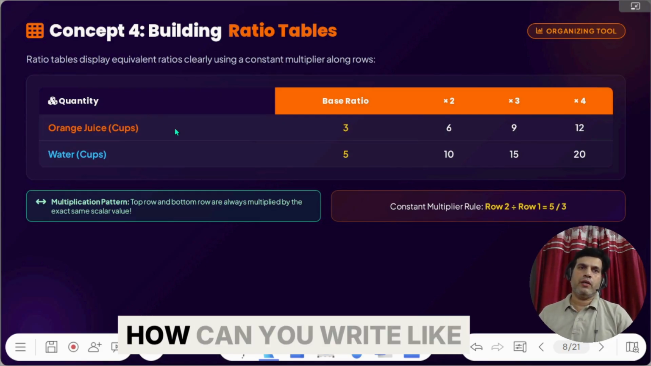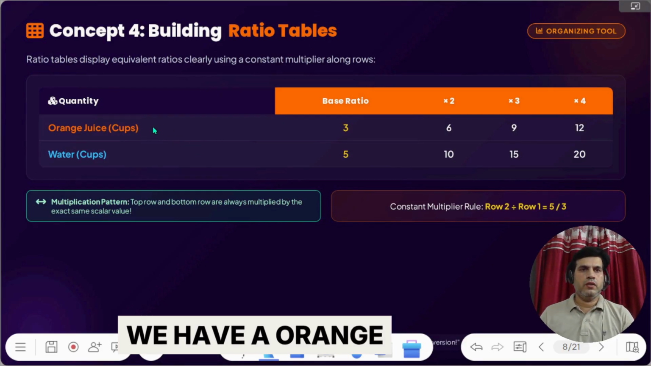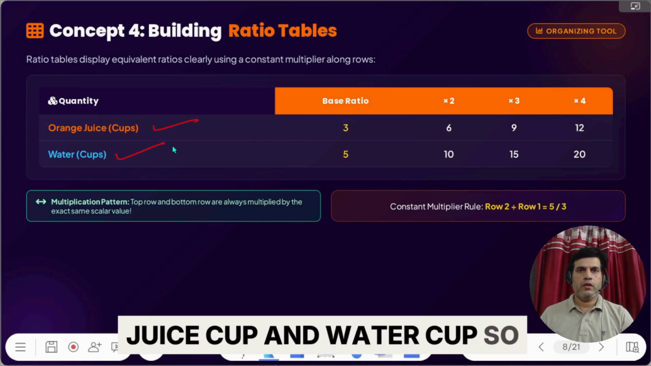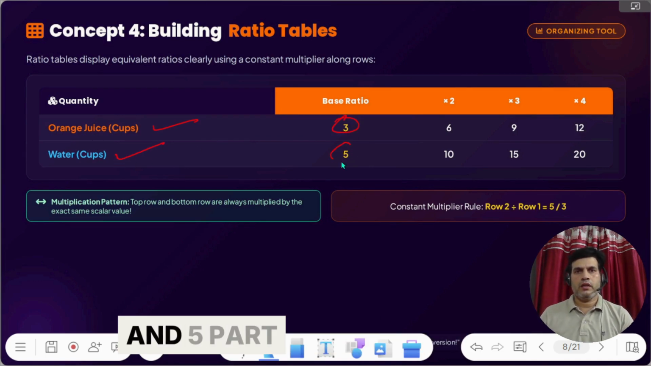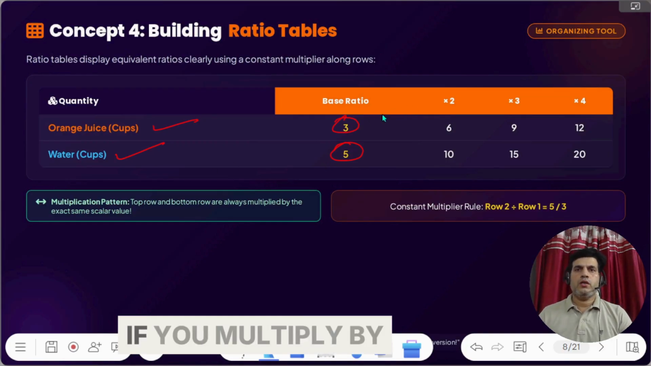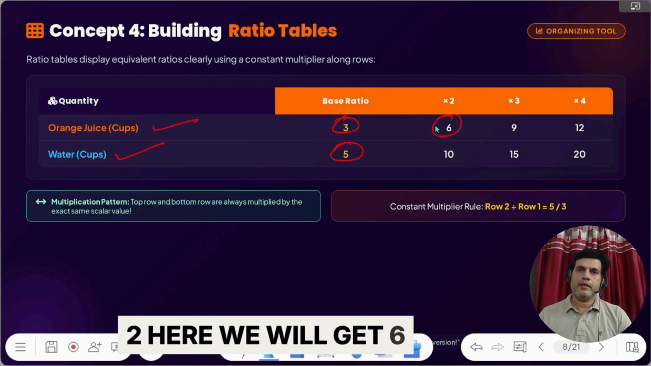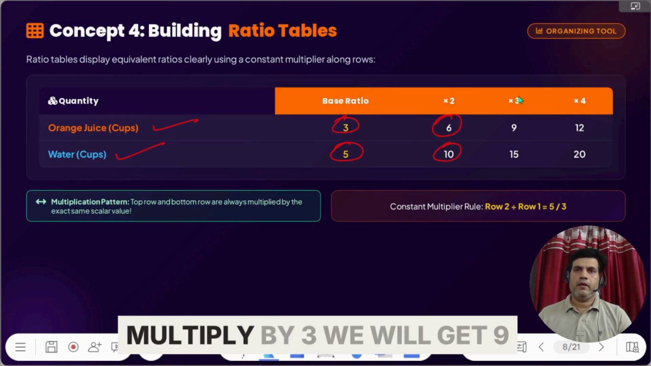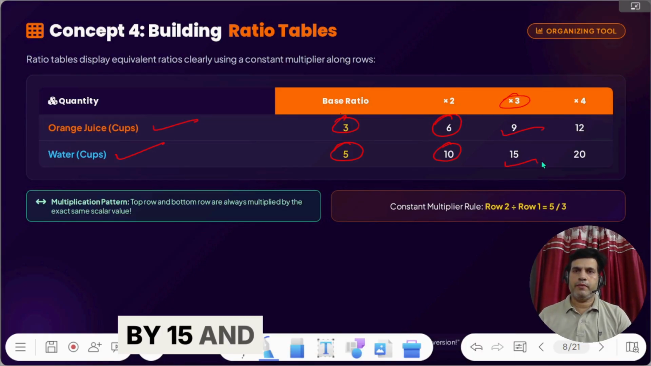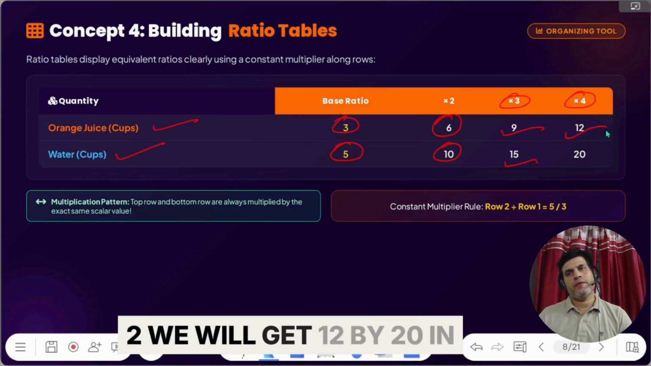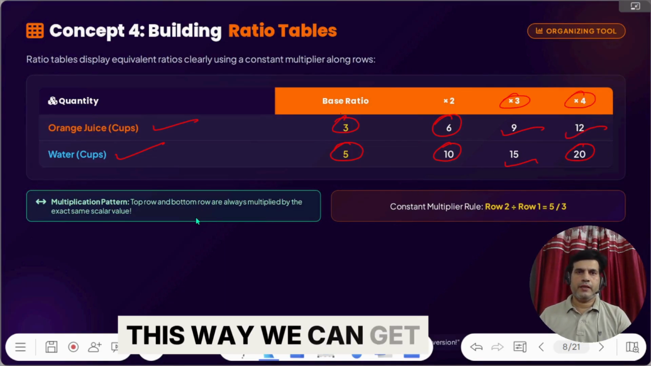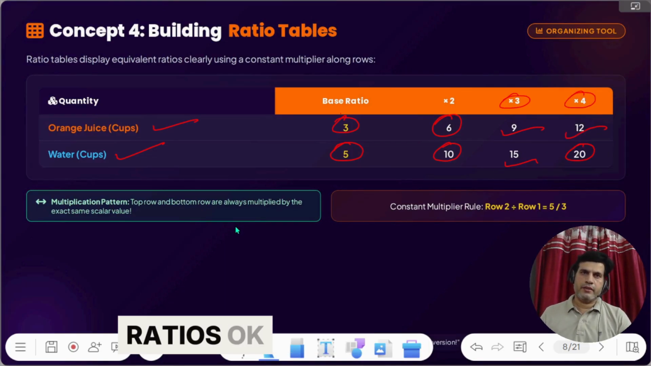Building ratio tables: how can you write them? Like we have an orange juice cup and a water cup, so 3 parts orange and 5 parts water. If you multiply by 2 here, we get 6 by 10, or multiply by 3 we get 9 by 15, and multiply by 4 we get 12 by 20. In this way we can get the equivalent ratios.